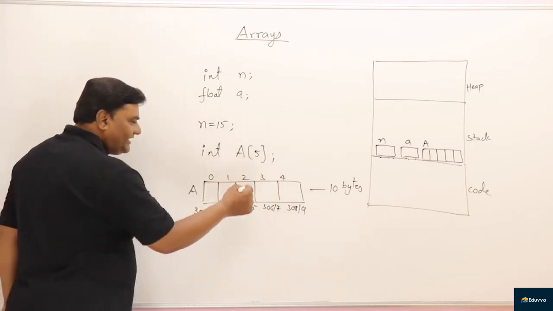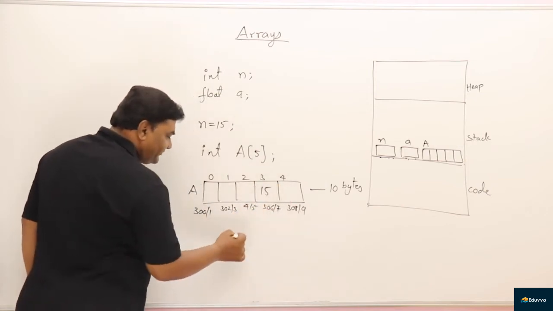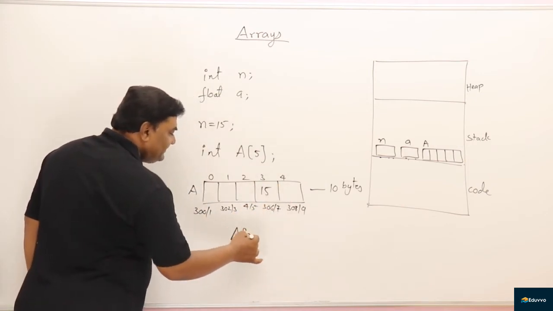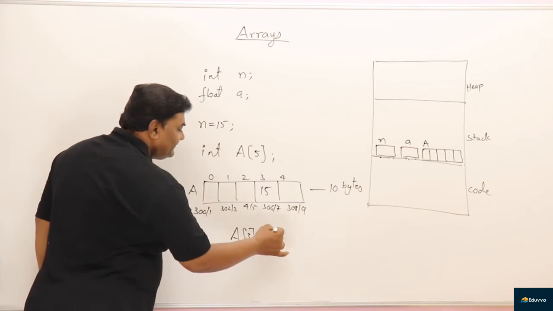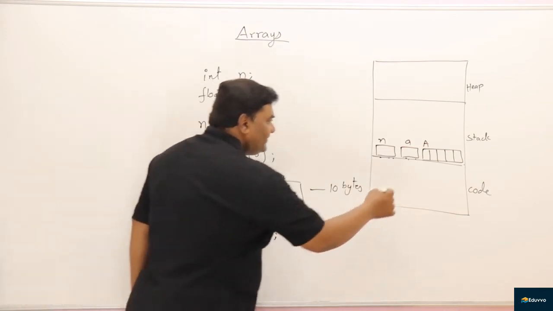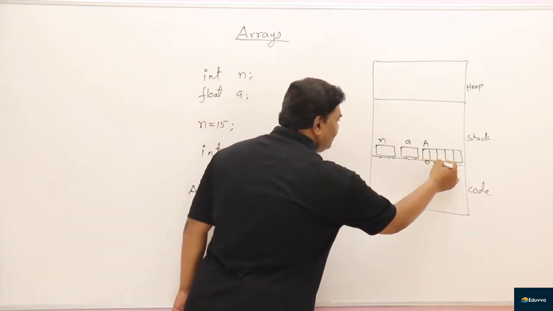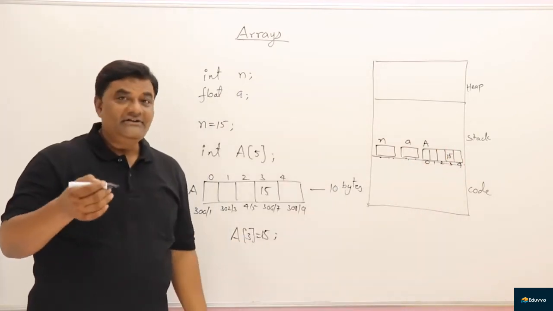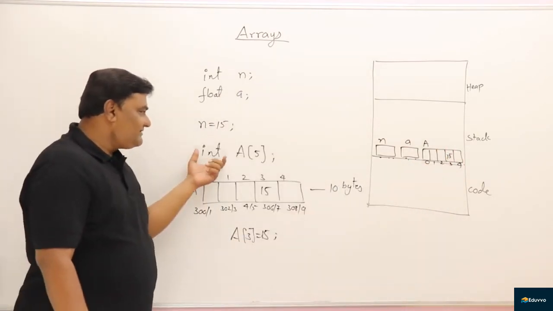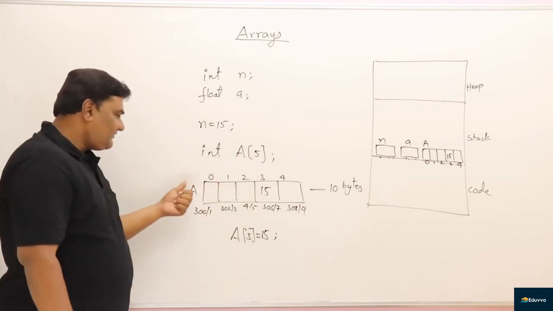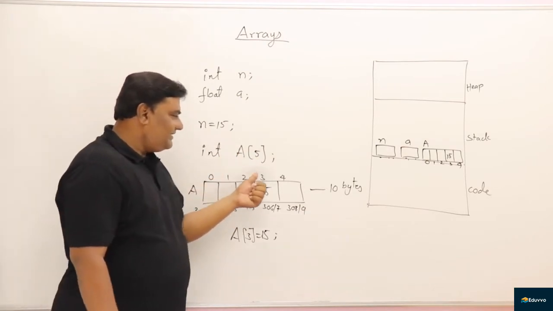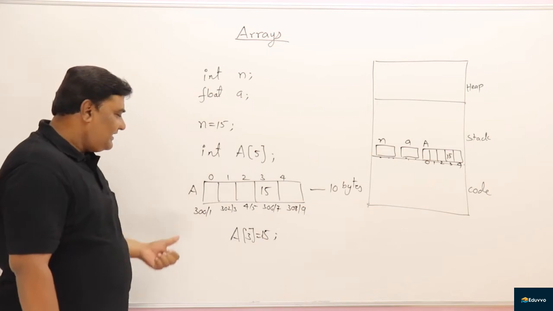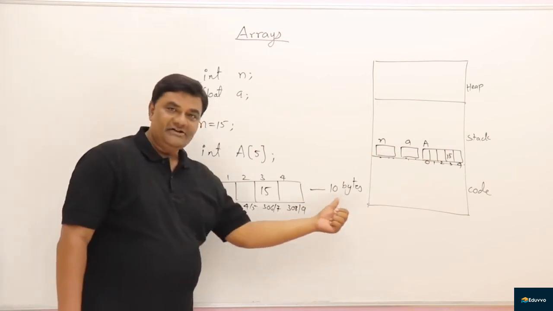Suppose here I have to write down the value 15, then I should say A of 3 assign 15. So at this place 15 will be stored. So I define array once again. An array is a collection of data elements under one name, and each element can be accessed with the help of its index, and all the memory locations will be contiguous.